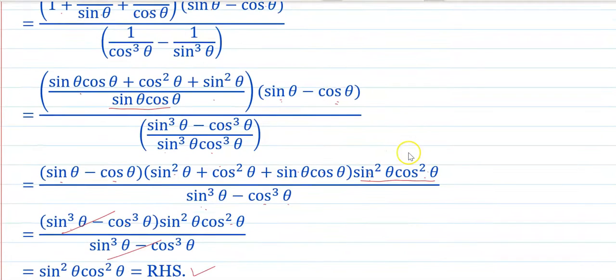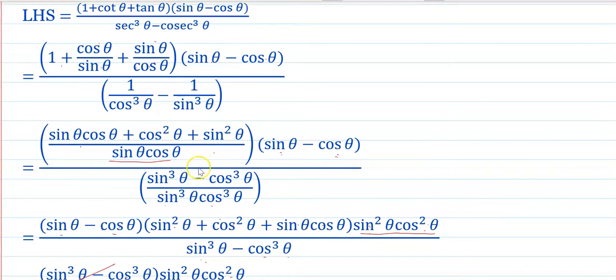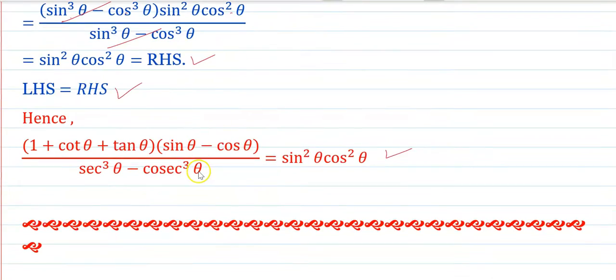Okay, again you can see here. The only trick to remember in this is to convert cot, tan, sec, cosec in terms of sin and cos, and then simplify. You will get the result.